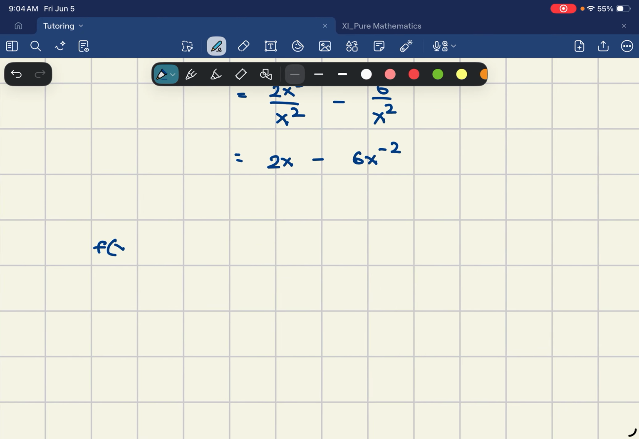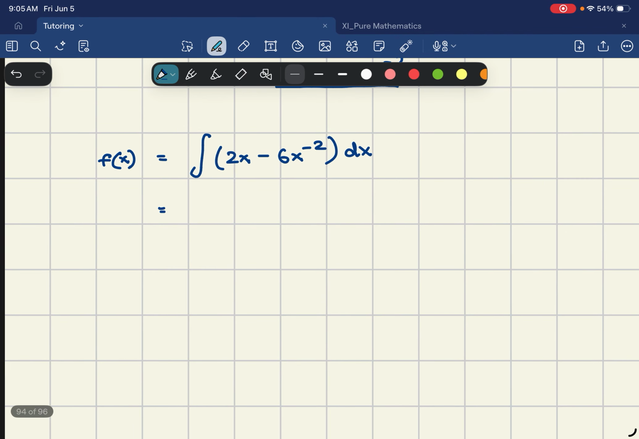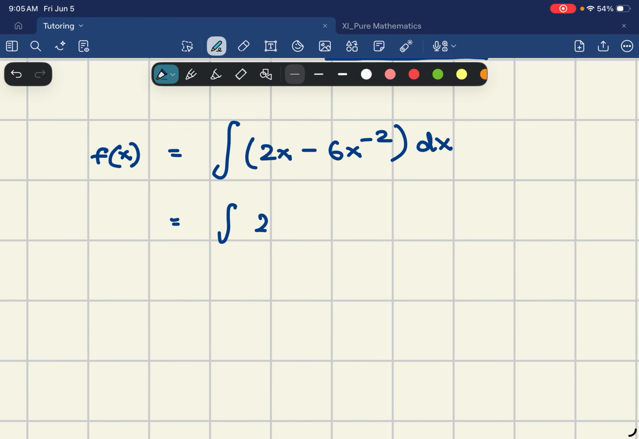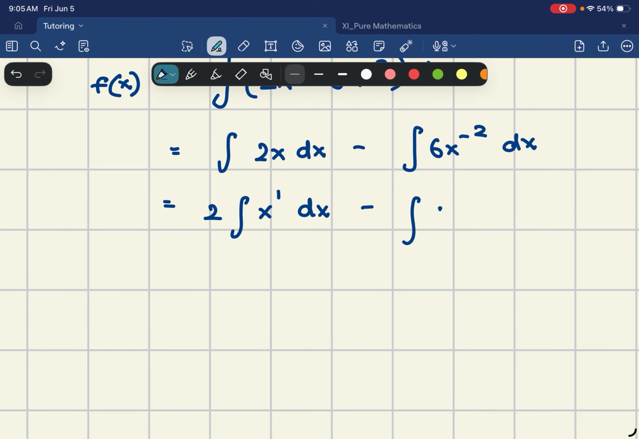Now, f of x, the main function or the main equation we are looking for, is just going to be the integration of this expression as we saw in the previous example, right? It's just going to be the integral of the first derivative. And when we start integrating this, here's what we get. So you get integral of 2x dx minus integral of 6x to the power negative 2 dx. So you can factor out your numbers. So you have x to the power 1 minus, you can factor out your 6. So you have integral of x to the power negative 2 dx.